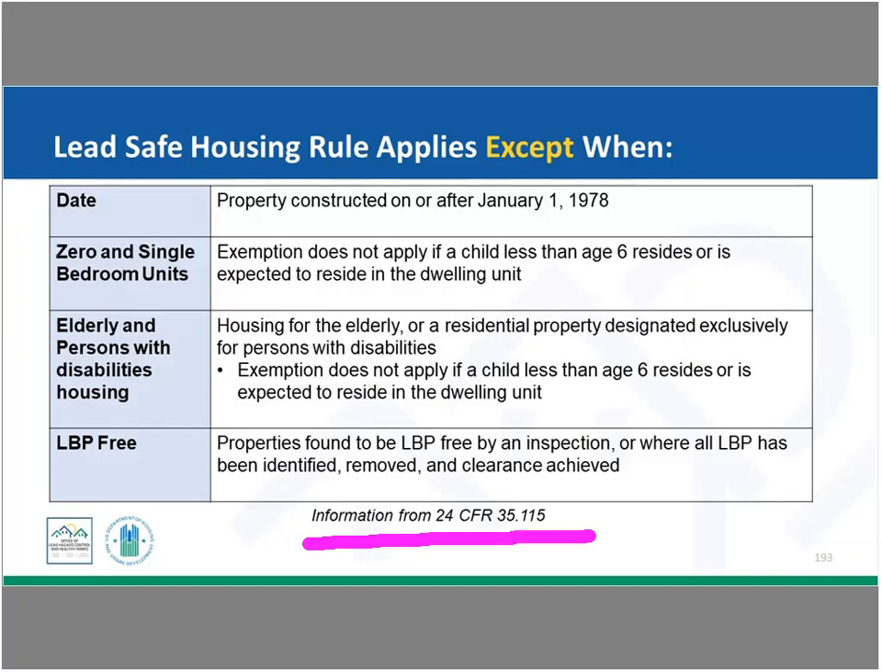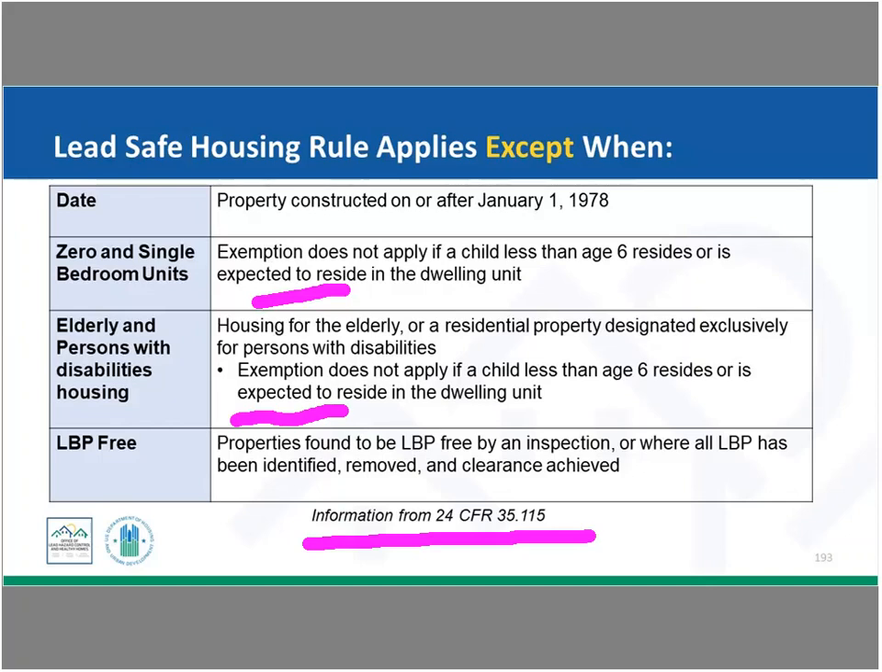Now, we have this little caveat here where it says the exemption does not apply if a child under 6 is residing or expected to reside in that dwelling unit that is a 0 or single bedroom unit. But typically 0 and single bedroom units are also exempt. Housing exclusively for the elderly or housing exclusively for the disabled are also exempt. And again, we have the same exemption where it does not apply as we saw in the single and 0 bedroom units. If a child under 6 is living in the unit or expected to live in the unit, then it would not apply.